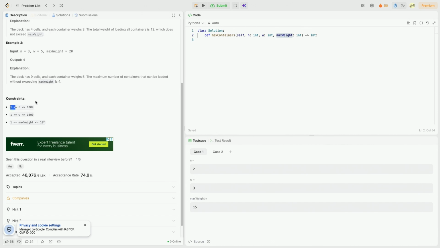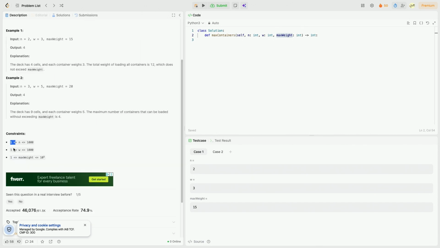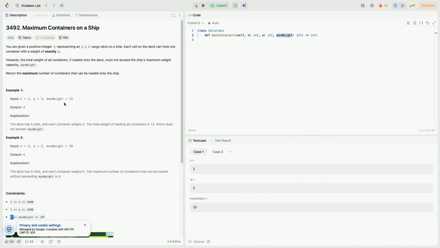Well, at least we can load one container. The weight is at least one, and the max weight is also at least one. We don't care about the upper bounds, by the way, for runtime and space complexity analysis sake. Okay, let's look at the example.